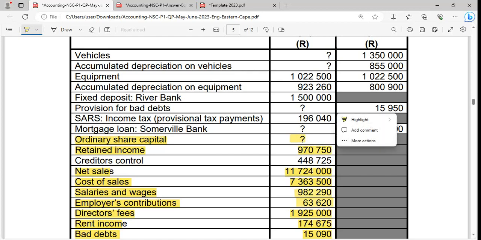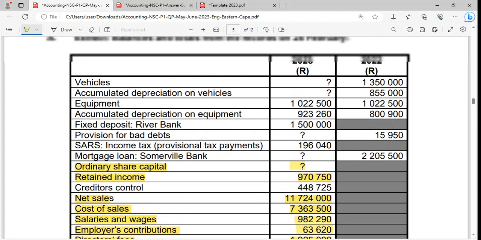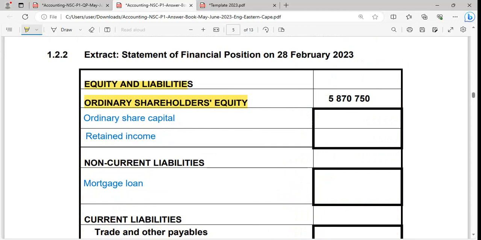Guys, remember all these balances are closing balances. So the ones that we are given in this 2023 column, these are closing balances unless otherwise stated. So we have retained income of 970,750. So retained income, this is given. So the balance is 970,750.